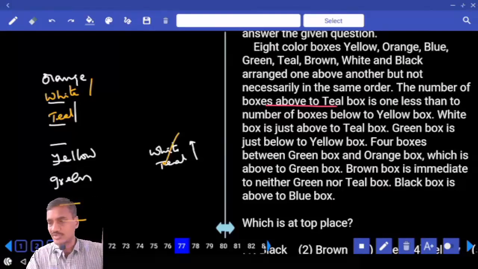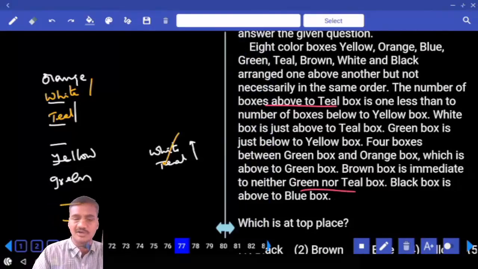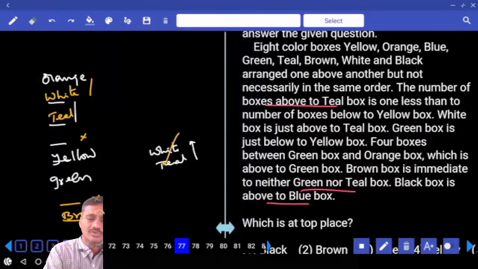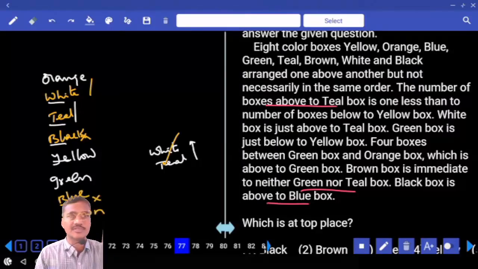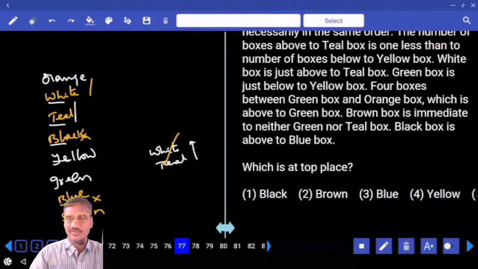And coming to this one, brown is immediate to neither green nor teal. Brown cannot be here, brown cannot be here. What is the only place left over? Brown is here. And regarding black, it is above blue. Now this is black, which is above blue, and this is the blue box. Done with this? Then which box is at the top? Orange is at the top.